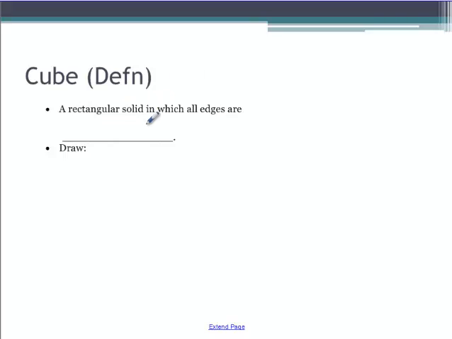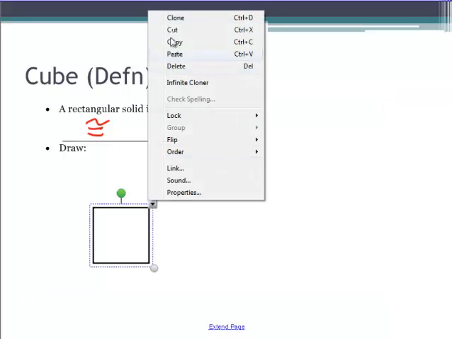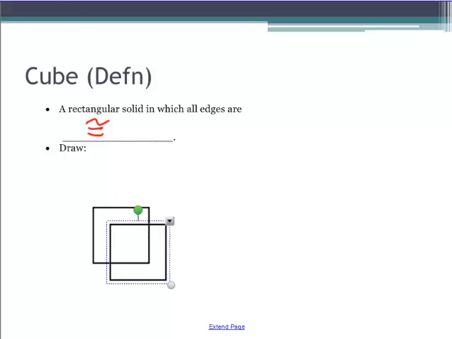A cube is a rectangular solid where all of the edges are congruent. So a cube, I'm going to cheat a little bit when I draw this. A cube looks like this, and all of these sides are congruent. You've all seen a cube before.